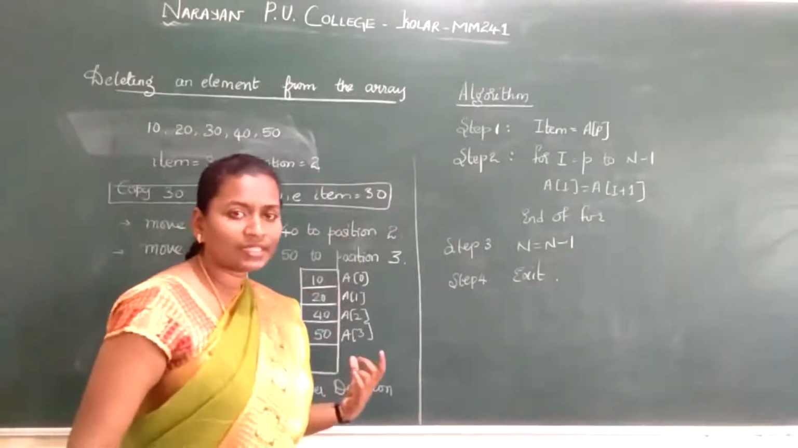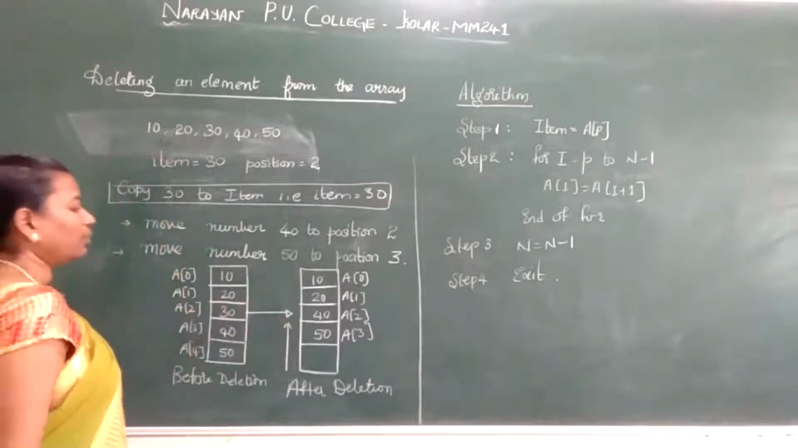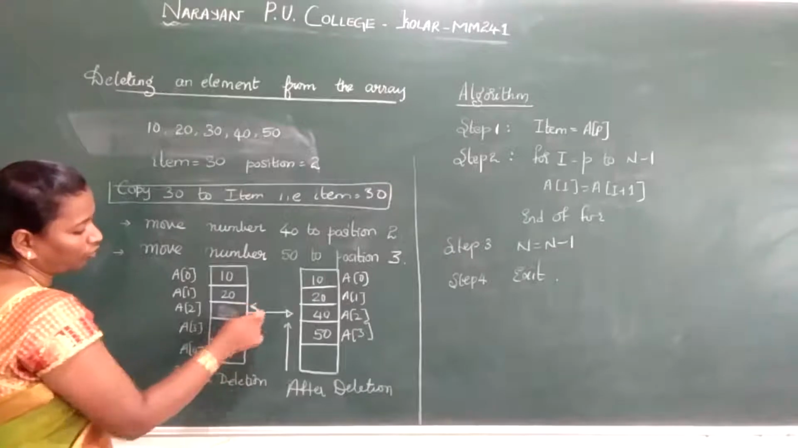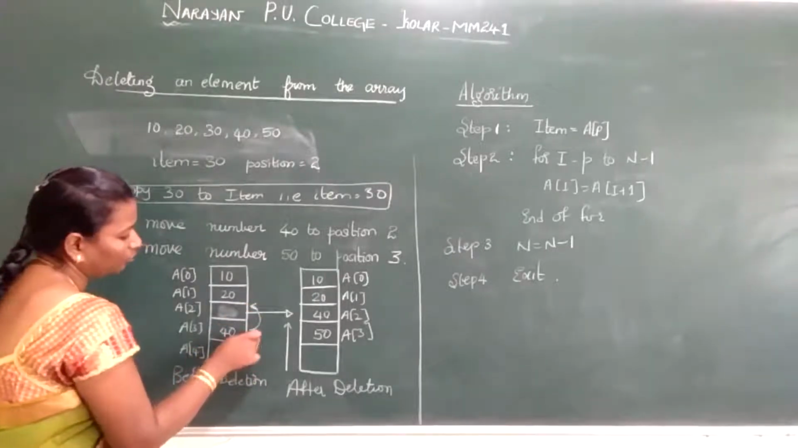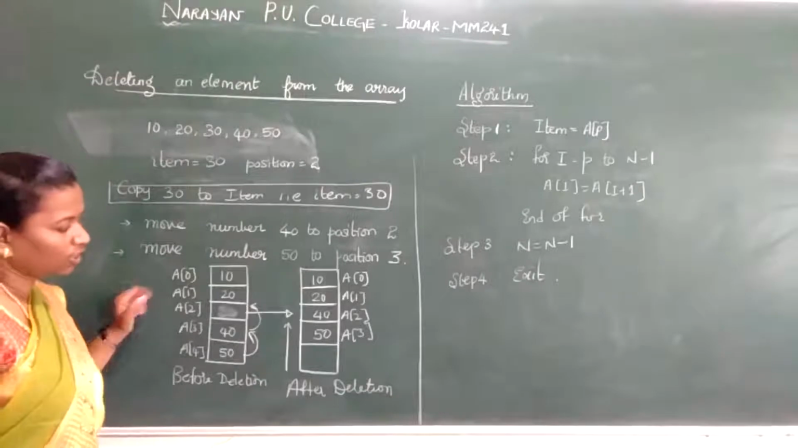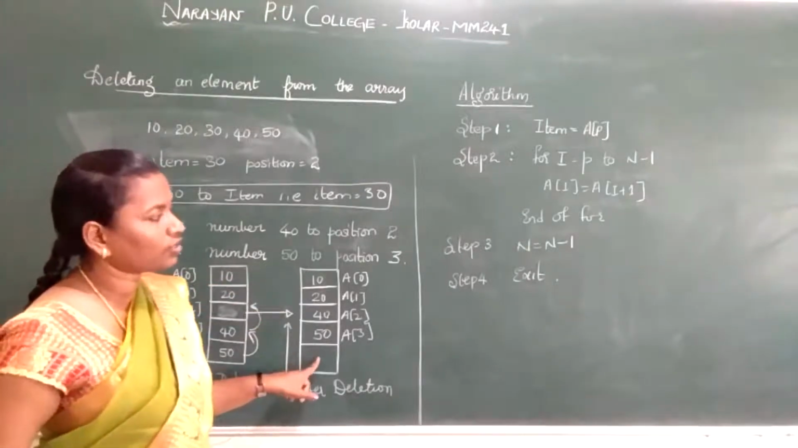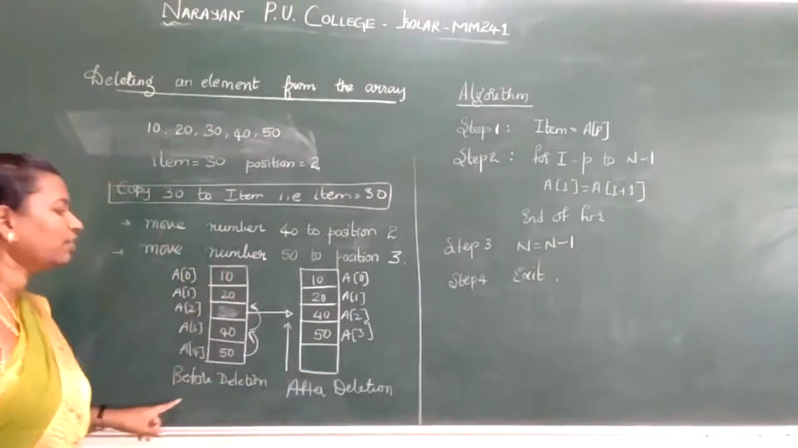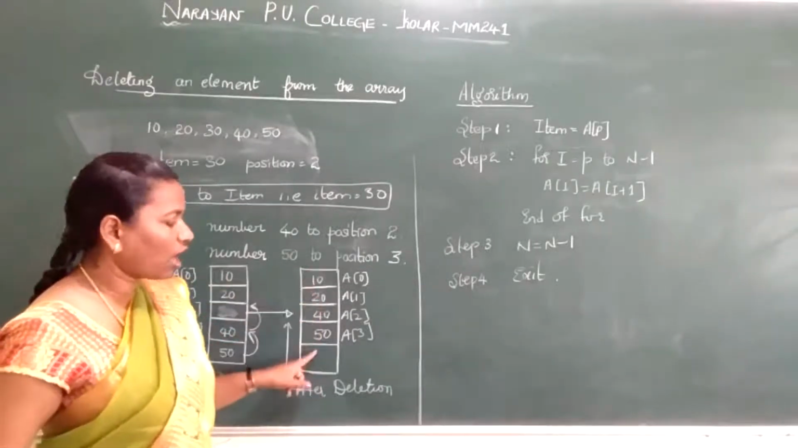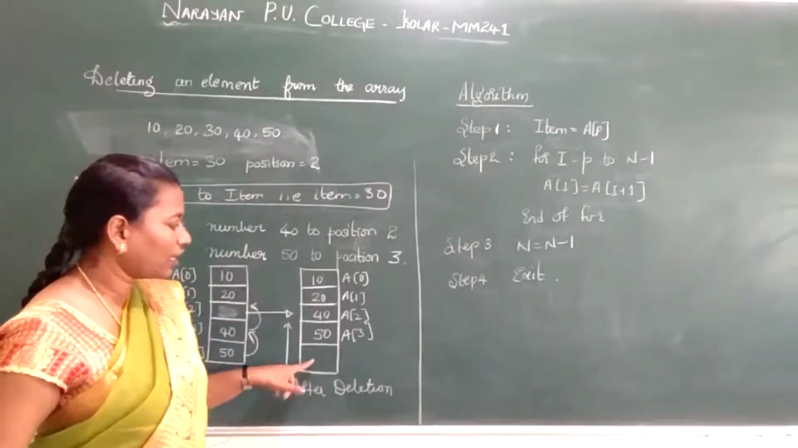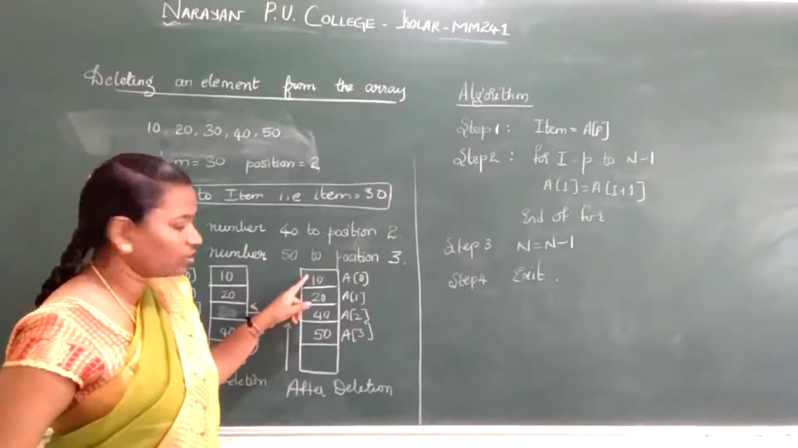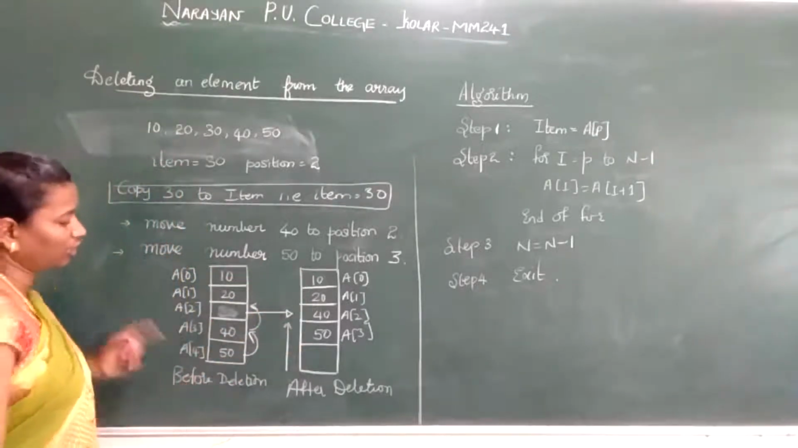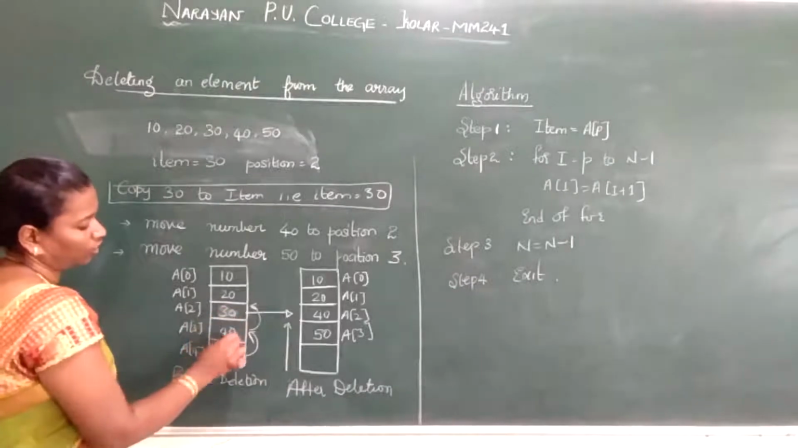Once the element 30 is deleted at position 2, this place will be vacant. So I will move 40 to position 2 and 50 to position 3. As a result, the number of elements n becomes n minus 1. Initially it was 5, so 5 minus 1 is 4. After deletion the array elements are reduced by 1: 10, 20, 40, 50. Before the deletion it was 10, 20, 30, 40, 50.